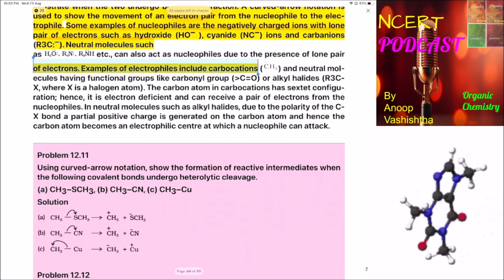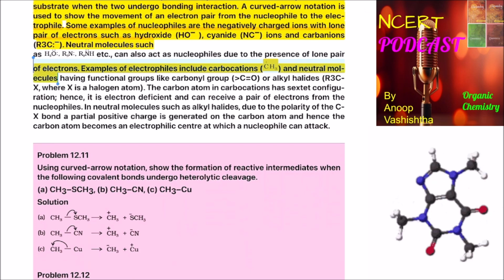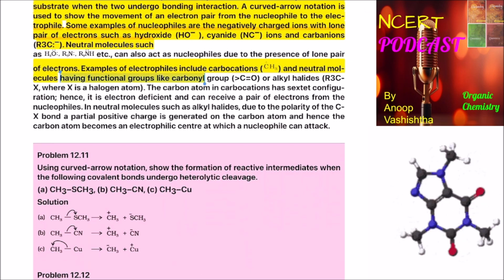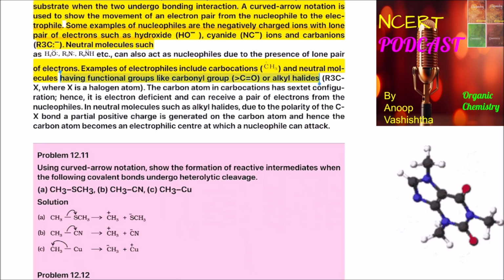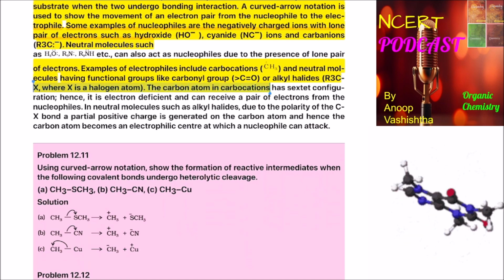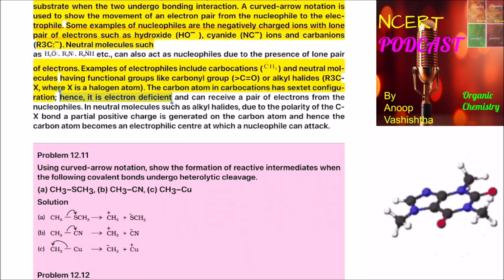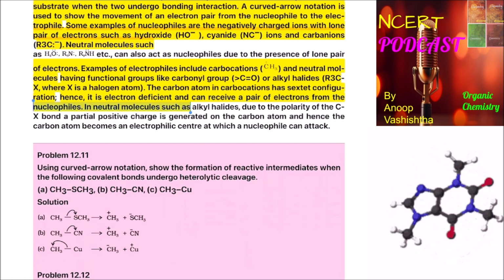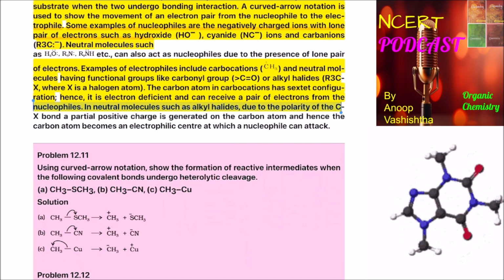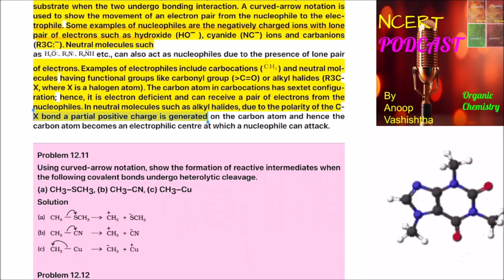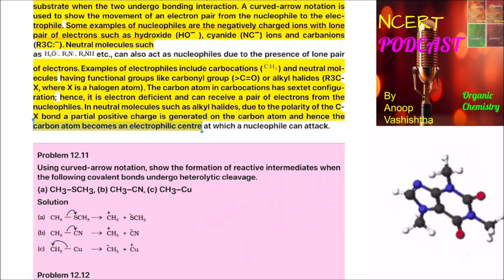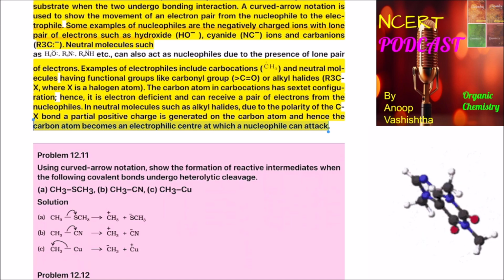Examples of electrophiles include carbocations CH3+ and neutral molecules having functional groups like the carbonyl group C=O or alkyl halides R3C-X, where X is a halogen atom. The carbon atom in the carbocations has a sextet configuration, hence it is electron deficient and can receive a pair of electrons from the nucleophiles. In neutral molecules such as alkyl halides, due to the polarity of the C-X bond, a partial positive charge is generated on the carbon atom and hence the carbon atom becomes an electrophilic center at which the nucleophile can attack.